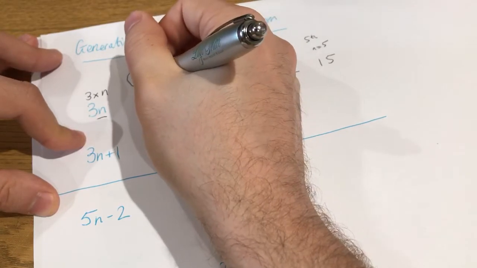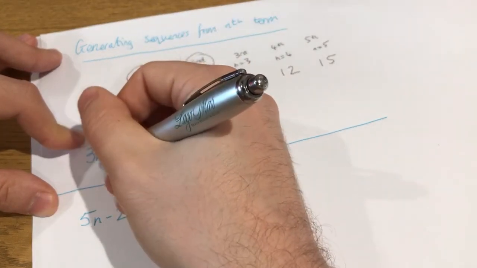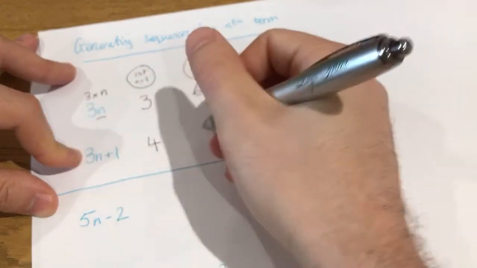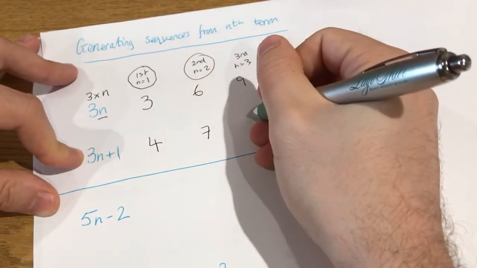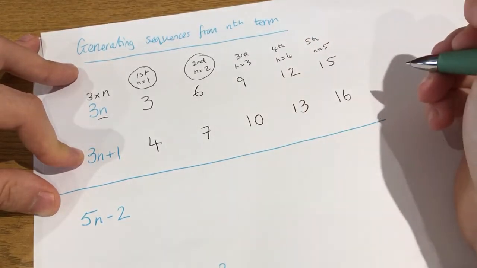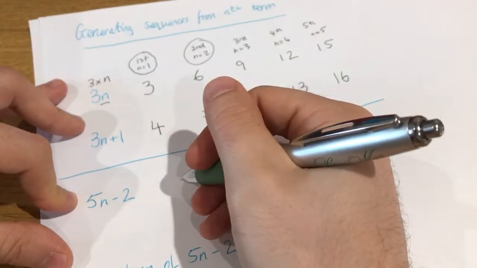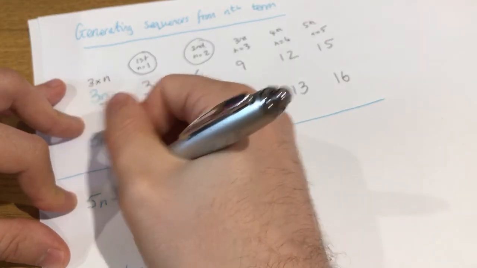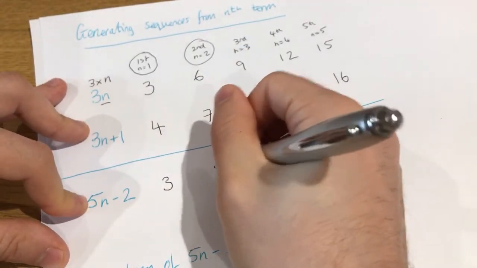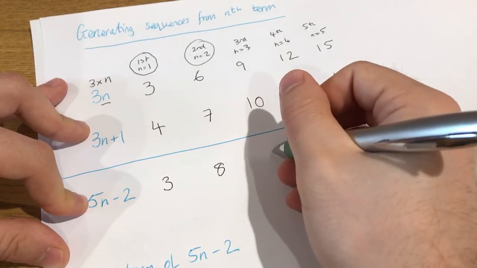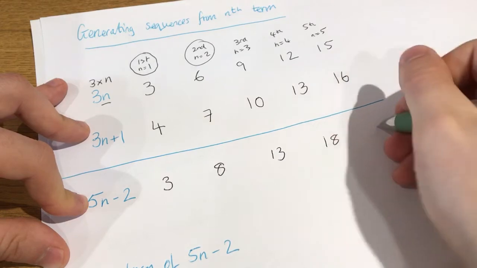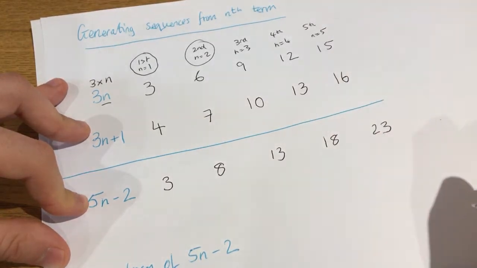You just substitute in n equals 1 into here. 3 times n is 3 plus the 1, 4. 3 times 2 plus the 1, 7. 3 times 3 plus 1. 3 times 4 plus 1. 3 times 5 plus 1. 5n minus 2 is just 5 times 1. 5 take 2, 3. 5 times 2 is 10, take 2, 8. 5 times 3, take 2, 13. 5 times 4, take 2, 18. 5 times 5, take 2.